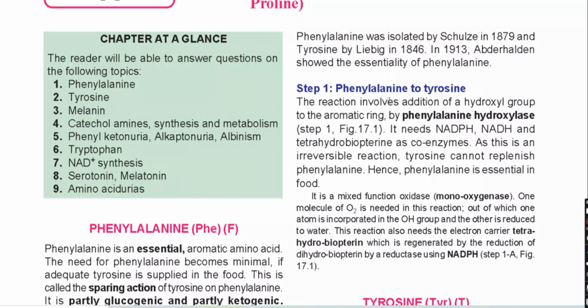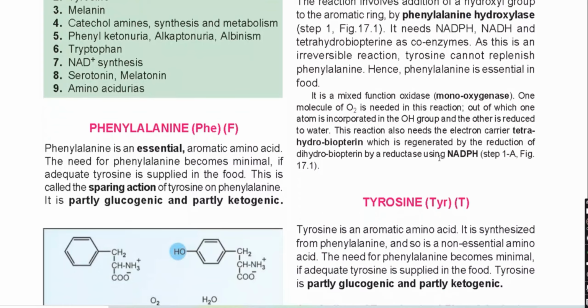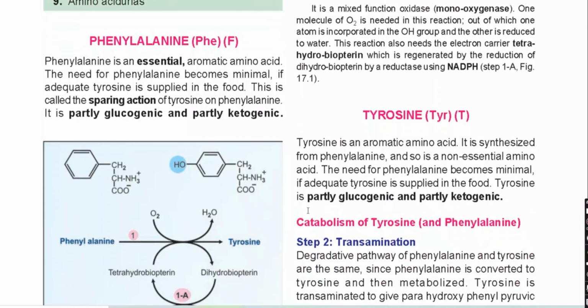Now, how will phenylalanine convert to form tyrosine? The reaction involves just one step, the hydroxylation of the aromatic ring by the phenylalanine hydroxylase enzyme. It needs NADPH or NADH and tetrahydrobiopterin as a coenzyme. The reaction sequence is that phenylalanine, tetrahydrobiopterin, and oxygen will form tyrosine and H2O.